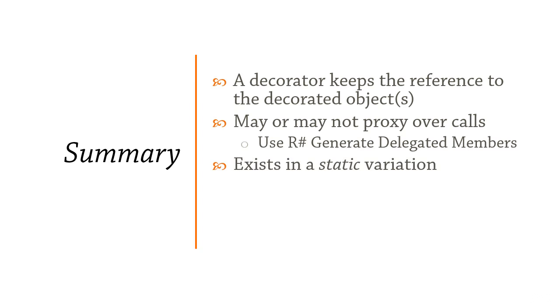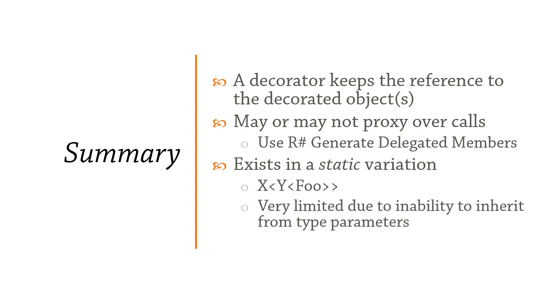Now, in C#, the decorator does also exist in a static variation, and what we're talking about is the layering of decorators not by calling their constructors, but by specifying a type with generic arguments. Unfortunately, unlike in C++, the use of this approach is very limited because we still cannot inherit from type parameters. You cannot have a type Foo<T> inheriting from T, and therefore this approach, which is actually an excellent approach in C++, is very inconvenient in C#, so I wouldn't really recommend it.